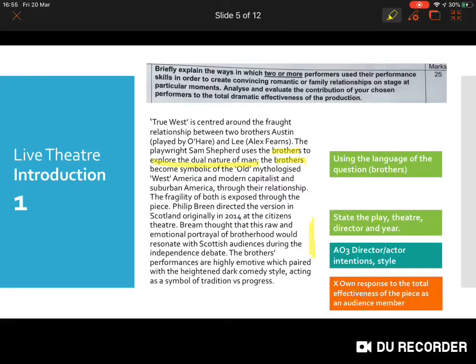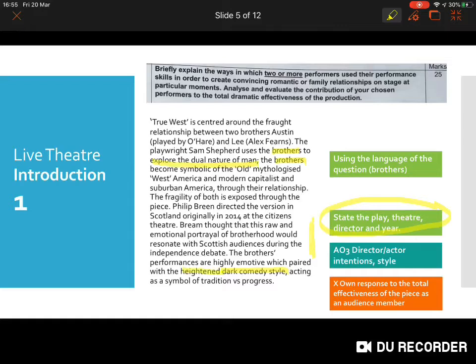You might have noticed as well that you refer to the Tri-School Theatre. That's also correct, but it did start at the Citizens, so you can mention that. She has mentioned the play, the theatre, the director of the year. You have to do that, normally at the start, but it's fine there. What has she not done? Oh, actually, she's done one other thing. She's mentioned dark comedy style.